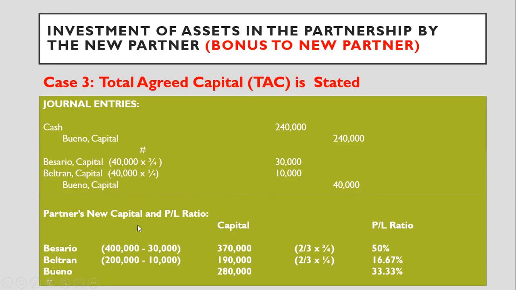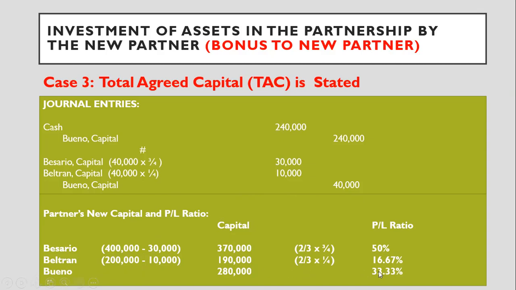So after the admission, what will happen? The Bisario and Beltran capital will now be reduced by the bonus given to the new partner. So Bisario, 400,000 minus 30,000, is 370,000. And for Beltran, it's 200,000 minus 10,000, we have now 190,000. And then Bueno, of course, is 280,000.